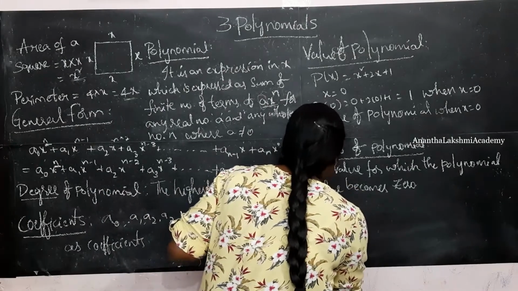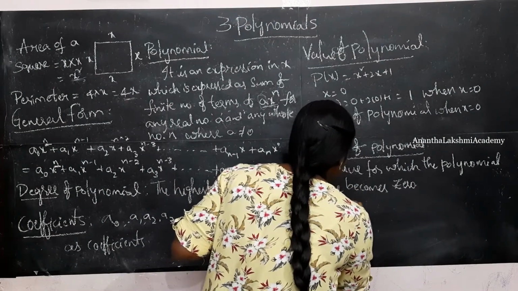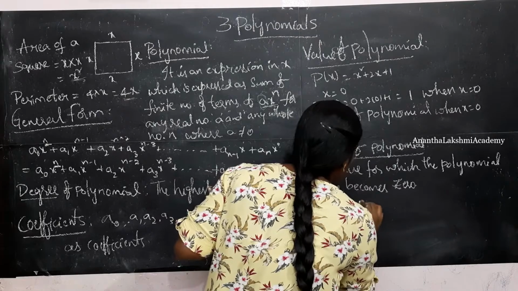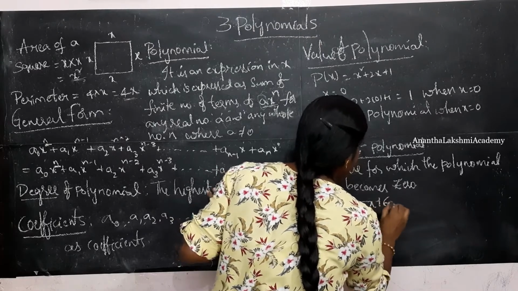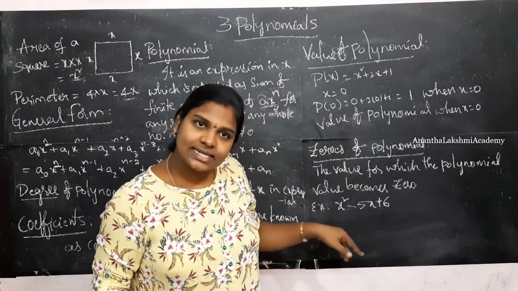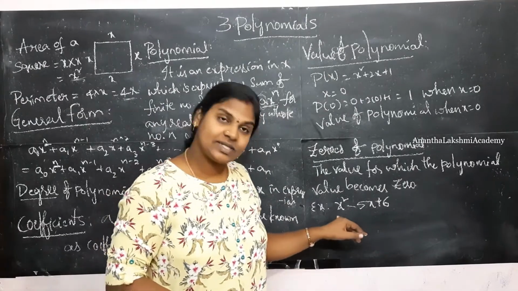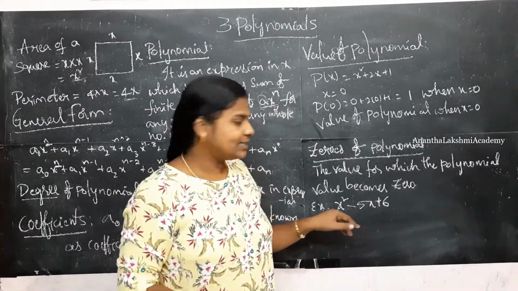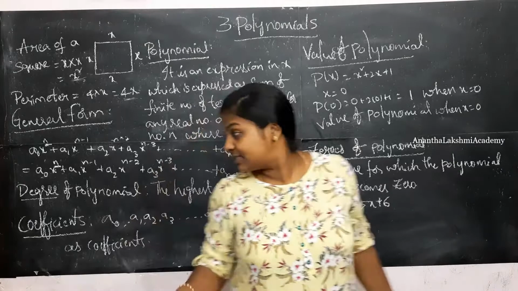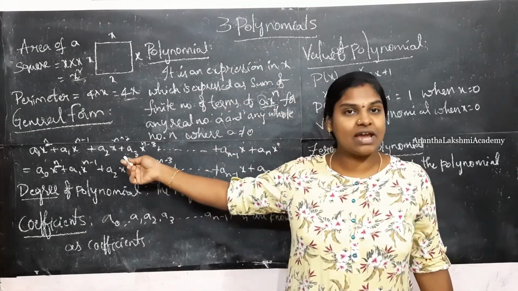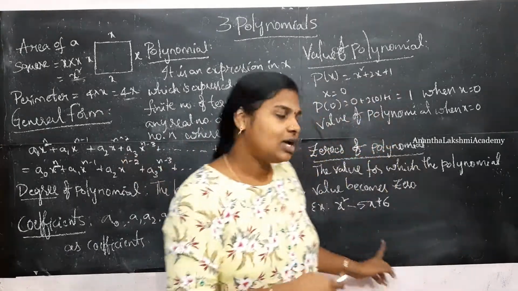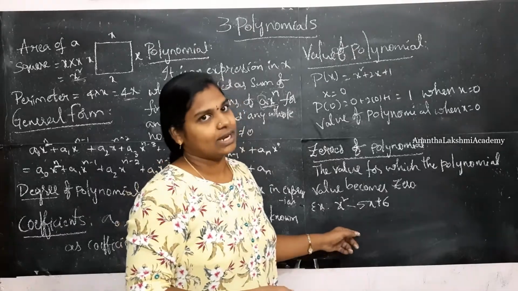So let me consider an example of x square minus 5x plus 6. Is this an expression? Yes. Is it expressed in terms of x? Yes. Is it the same as the general form which we have discussed? Yes. So let's try sorting out this one.